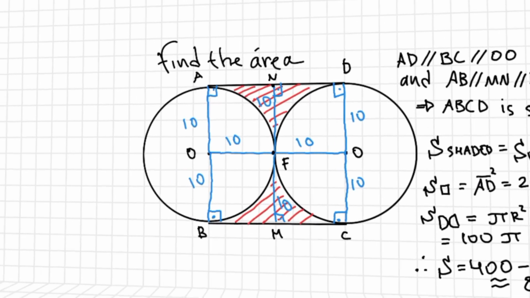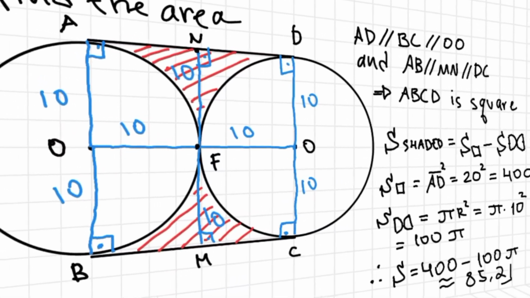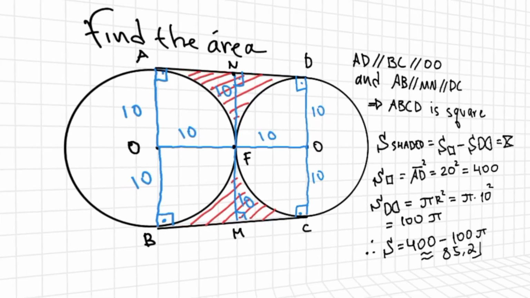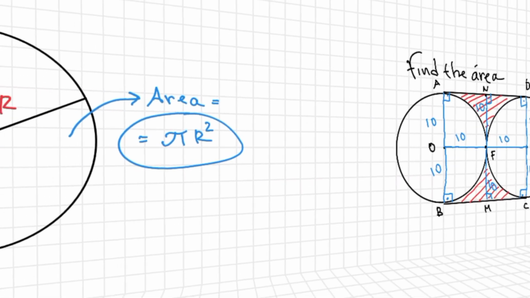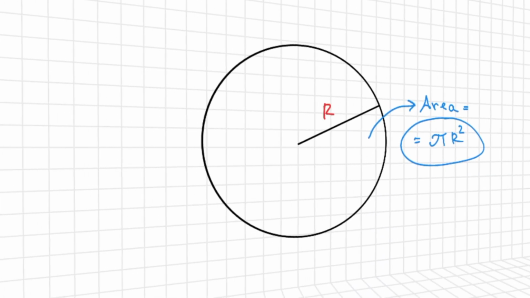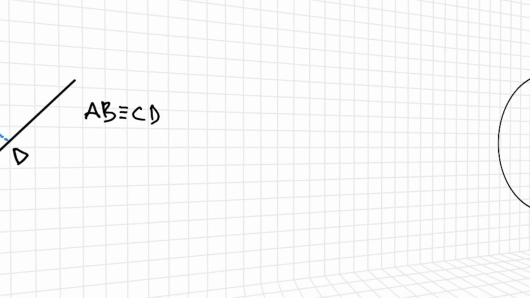much more elegant. Instead of dealing with irregular shaded regions directly, we transformed the figure into something easier to understand, a square minus a circle. This is one of the beautiful aspects of geometry. Very often, difficult-looking problems become simple once the correct construction is introduced.